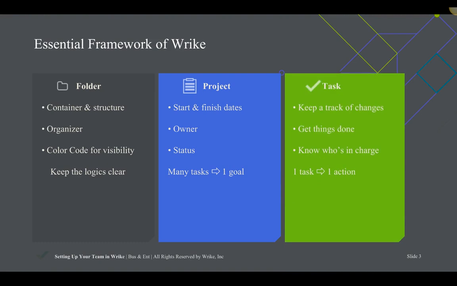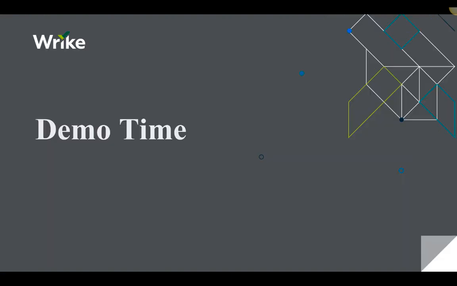And finally, task, your main working unit in Wrike. Keep a track of changes, get things done, and know who is in charge of this task. One task, one action, and preferably one assignee. In case you want to split it onto smaller phases and segmentate it or add any additional assignee, it's better to use subtasks. So let's move now to our workspace and see how that actually looks like.